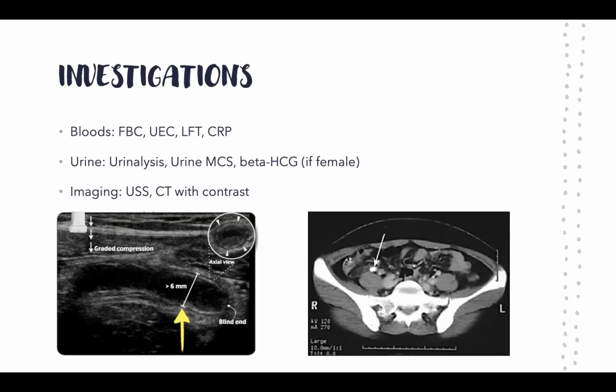Investigation. So what do we do when we're suspecting appendicitis? We'd like to order bloods. We'd like to get a full blood count, a UEC, LFTs, and CRP. Our full blood count will show elevated white blood cells, leukocytosis, showing signs of inflammation and possibly infection as well.